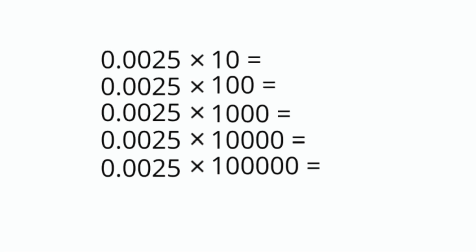Alright, now let's see what happens when we multiply 0.0025 by positive powers of 10. When you multiply by a power of 10, you're essentially moving the decimal point to the right by the number of zeros in that power. Here we have 1 zero, so move the decimal point one place to the right.